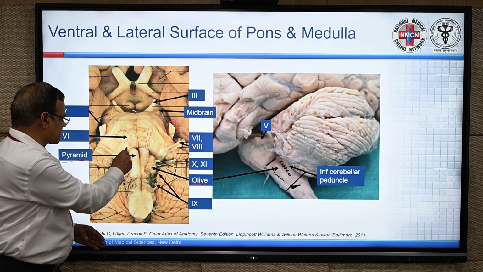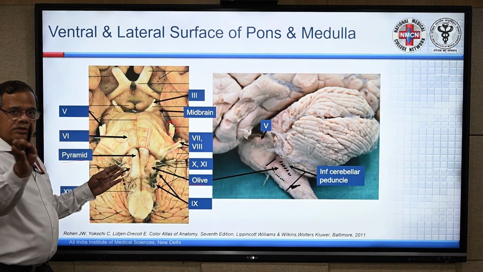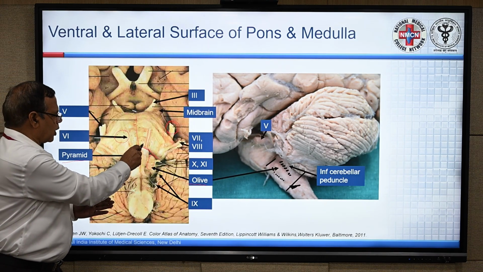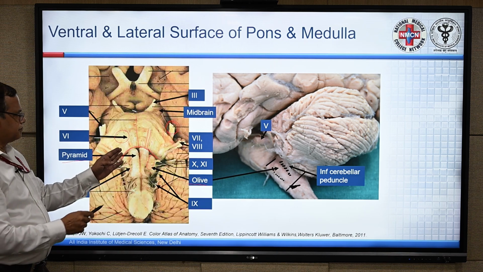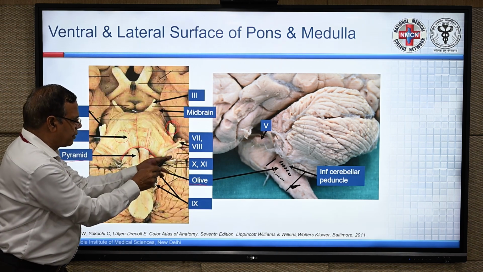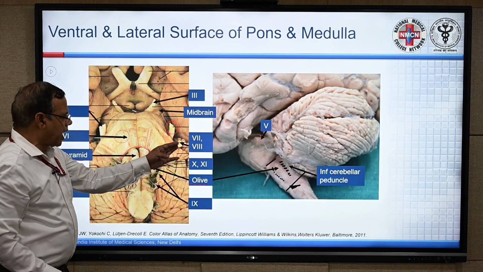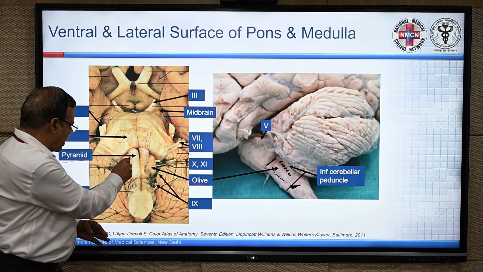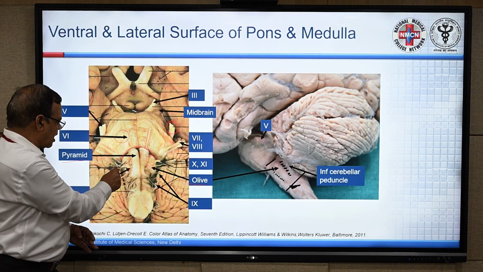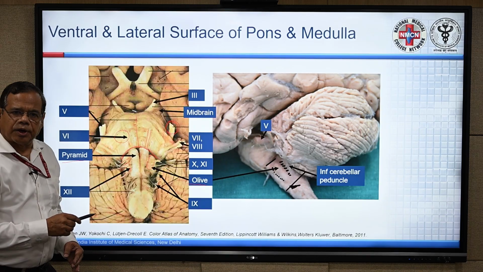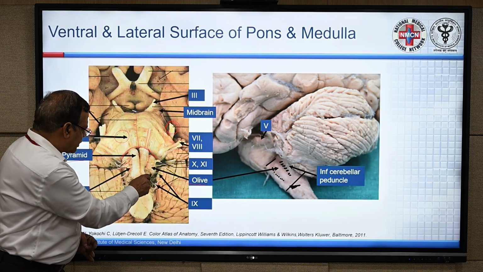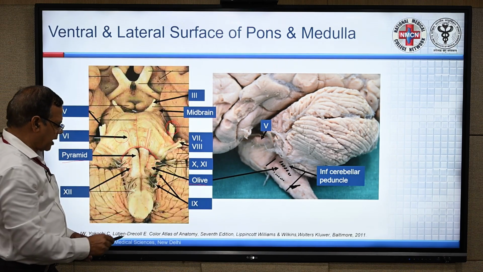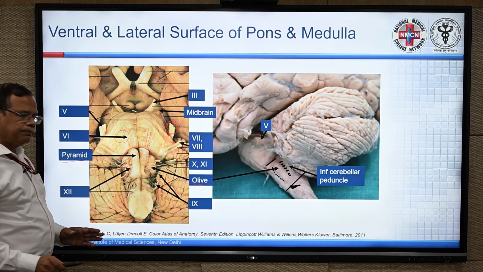Now see the structures or the nerves which are attached at the lower border of the pons. Towards the midline, I already told, the sixth nerve. Then towards the cerebellum, this is the seventh and eighth nerve. Behind the pyramid, there is a group of nerve fibers. These nerves are the hypoglossal nerve. Behind the olive, there are groups of nerves. These are the 9th, 10th and the 11th nerve.